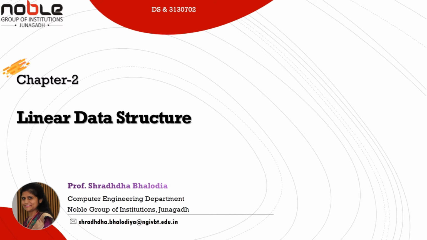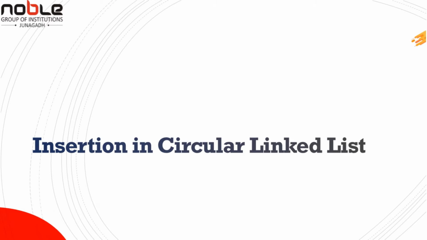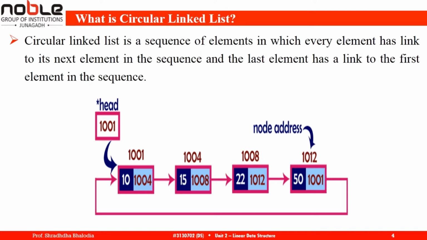Hello all. Today we start with the circular linked list. It is the second type of linked list. Now we move forward to what a circular linked list is.